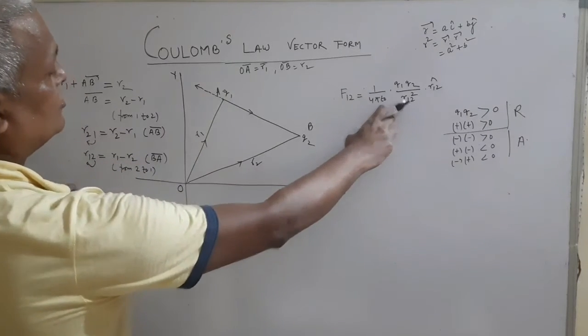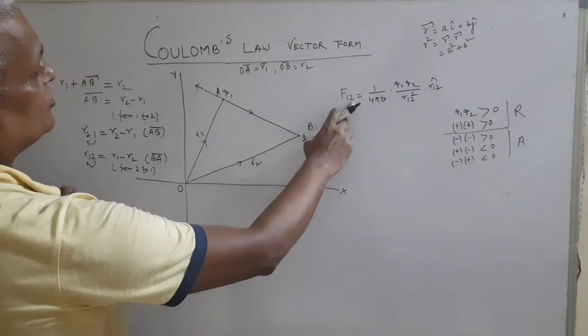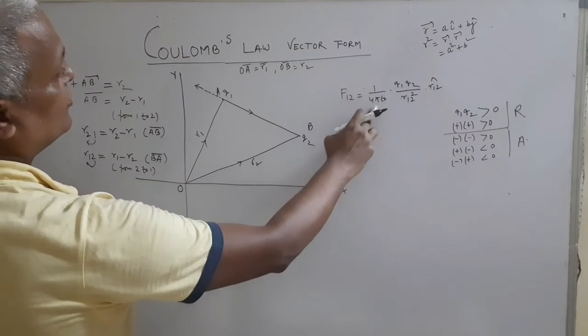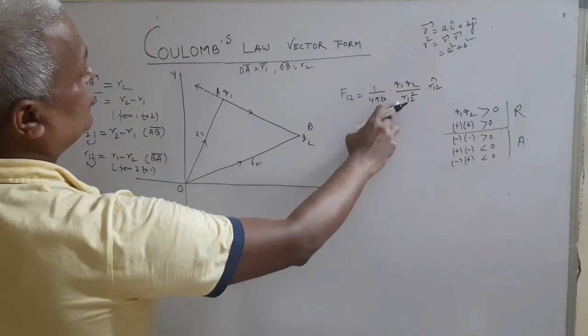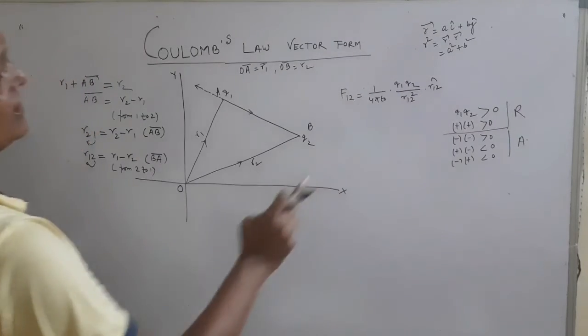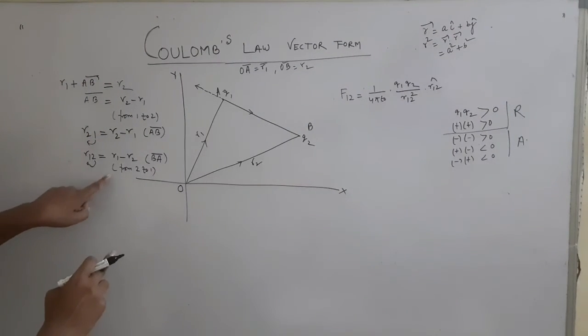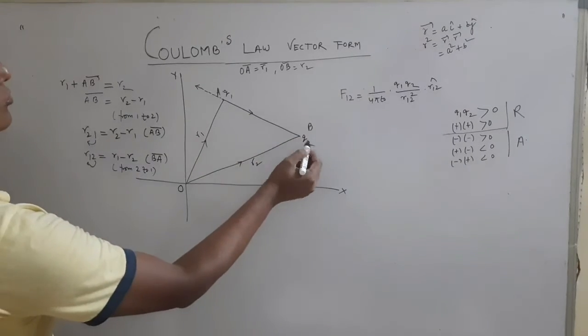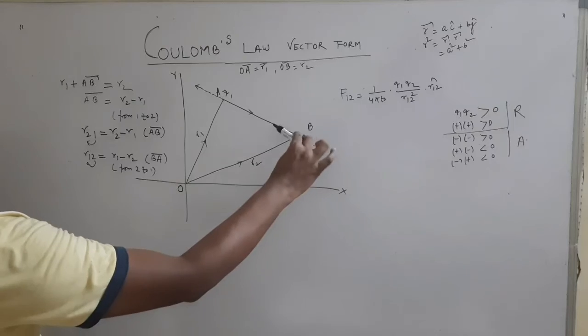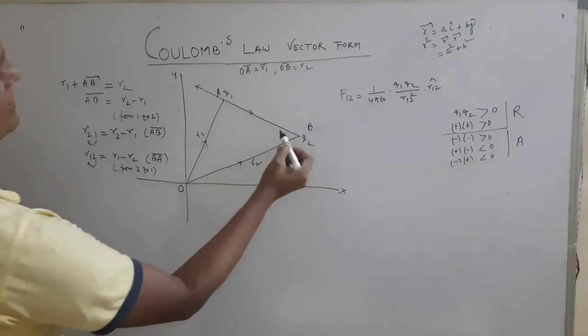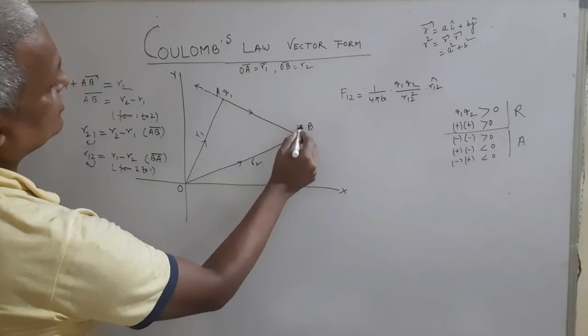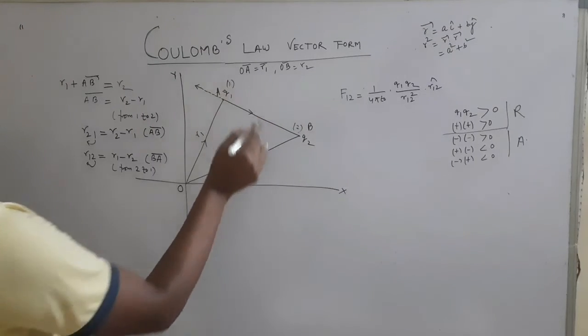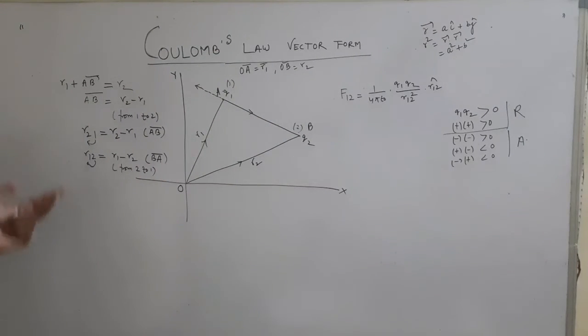The force on 1 due to 2 is 1 by 4 pi epsilon naught Q1 Q2 upon R12 square, in the direction 1 2 unit vector. And what is 1 2? From 2 to 1, so in this direction. This is 2 to 1, because this is position 2 and this is 1. So naturally it is just justifying whatever we have discussed.